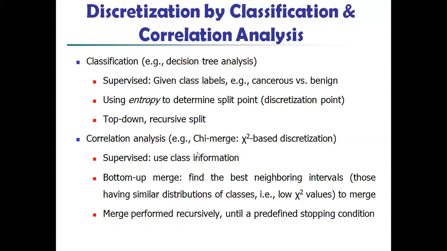Next one is the correlation analysis. It is mainly used for chi-square based discretization. It is also a supervised form of learning, and it goes for a bottom-up merge. Find the best neighboring intervals, those having a similar distribution of the class. That is, once the data has been segregated point by point, first see the points which are very close, and merge them. Similarly, with this merged value, if any other points are close to it, that point will be merged. In this way, it will be merging from bottom to upper. And this merge is performed recursively until a predefined stopping condition is met.